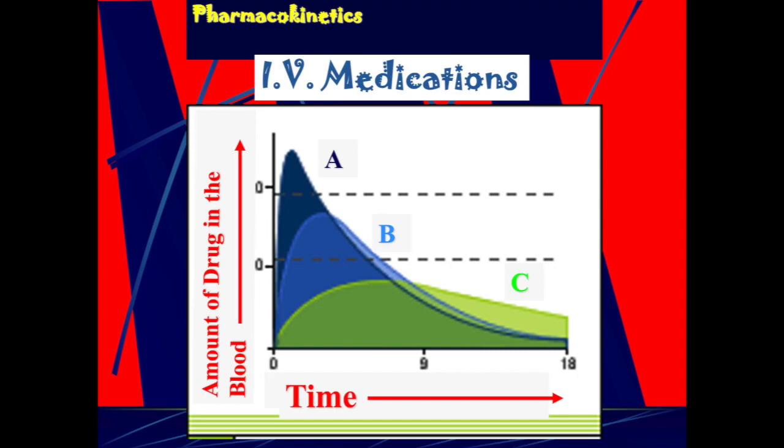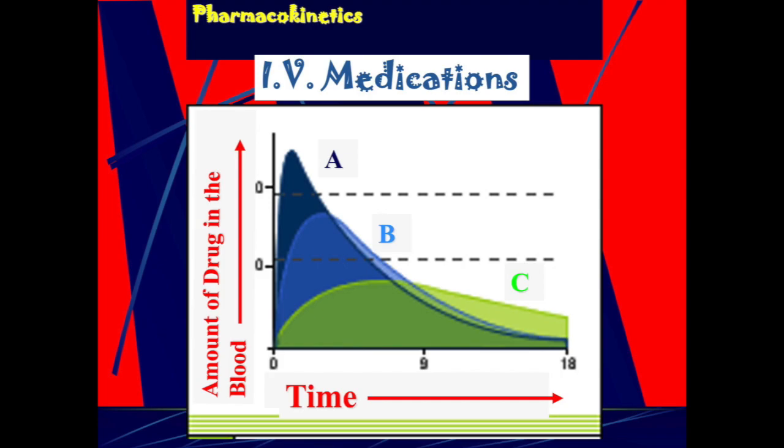So if we give A at time 0, you can see it reaches a peak very quickly and then it's very quickly dissipated. This is probably the pharmacokinetic profile for propofol. B is probably the pharmacokinetic profile for Versed, midazolam. It peaks a little bit later and it is, as we said, water soluble and it's distributed and excreted very quickly. C, which is going to be the green graph, is probably Valium.